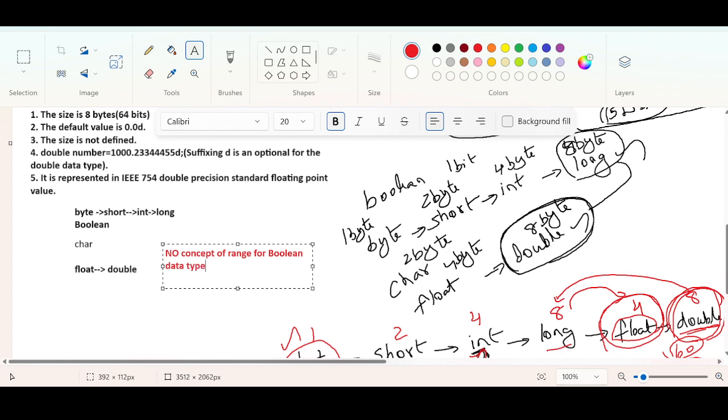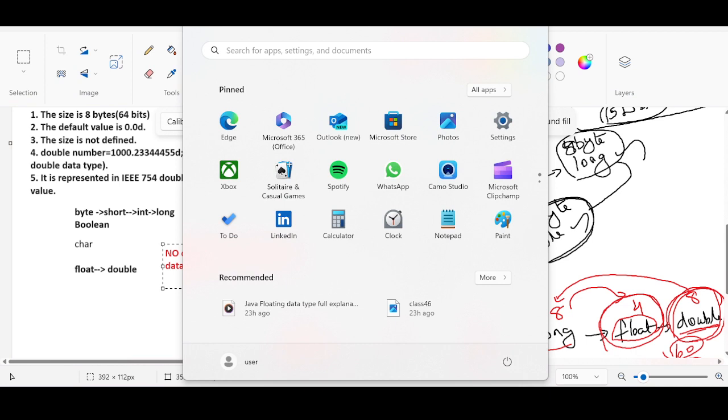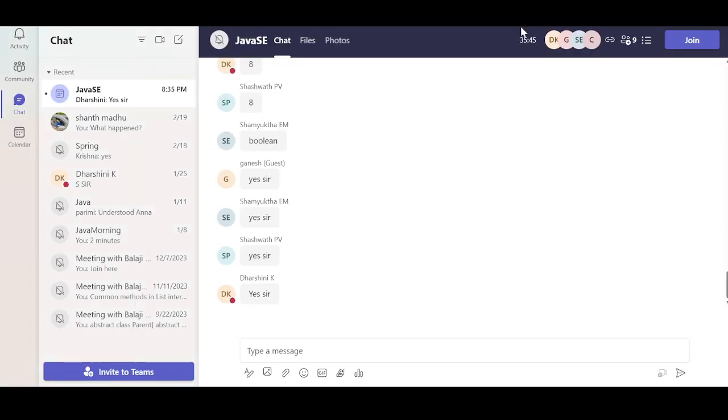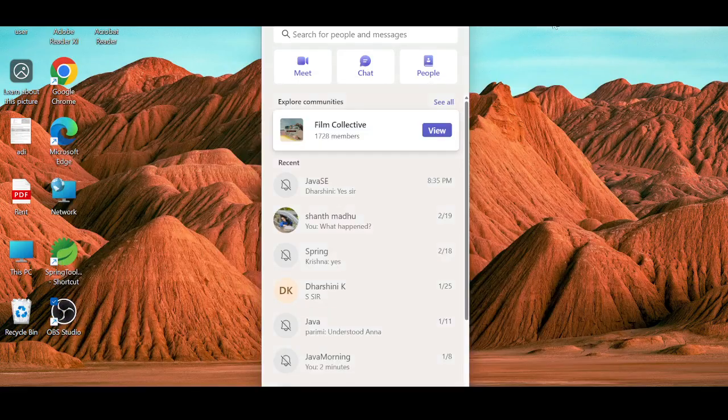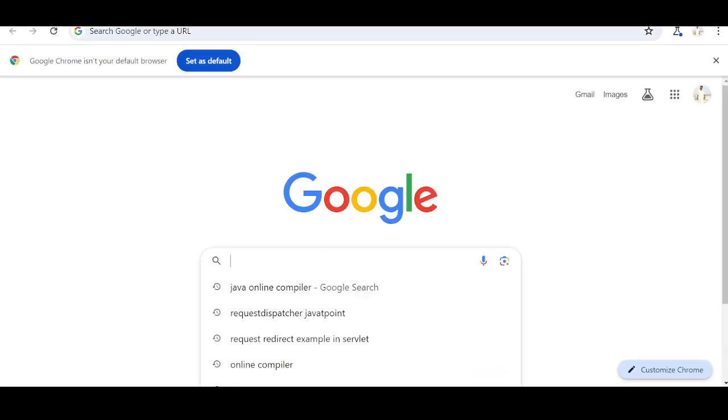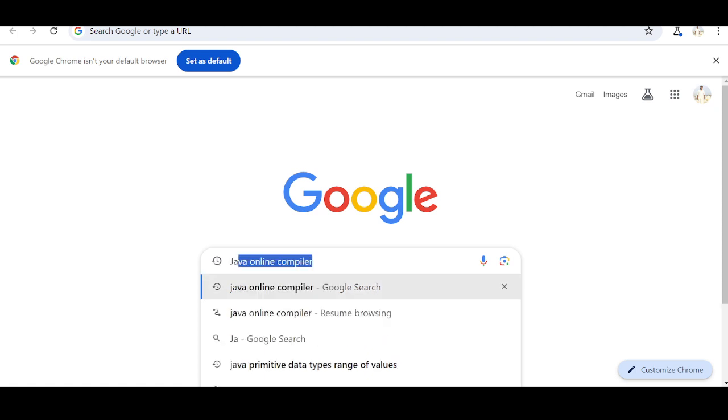Okay, let us understand this. Let us take a small chart from online. Let us see how these things are written in the textbook. Then we will come to this conclusion. Java data types.